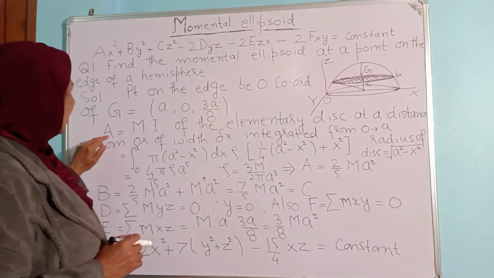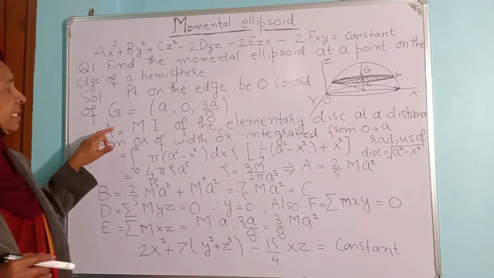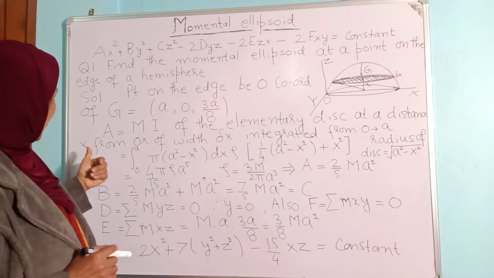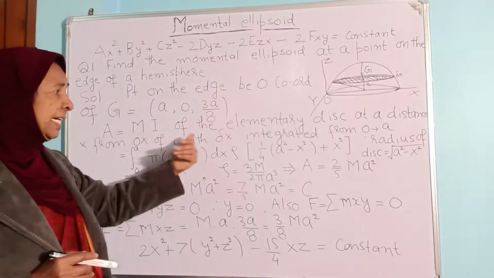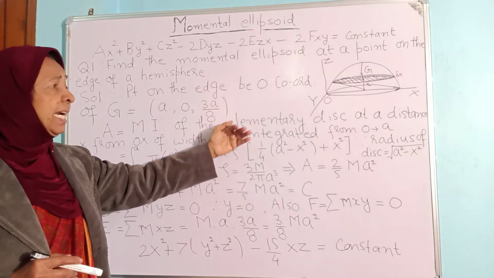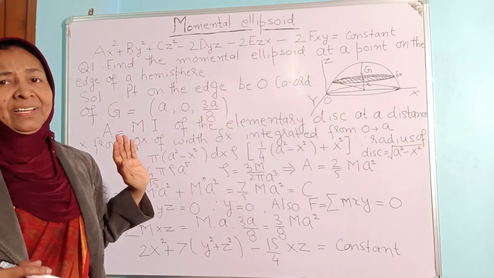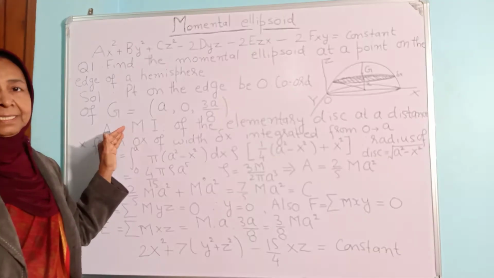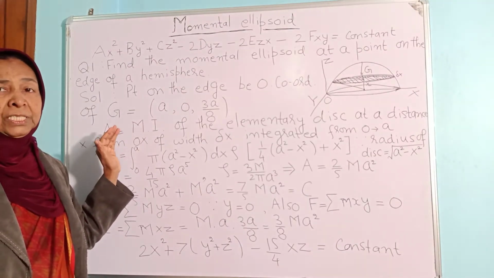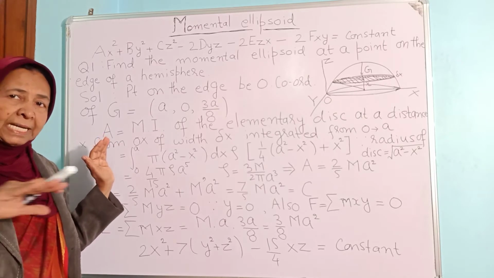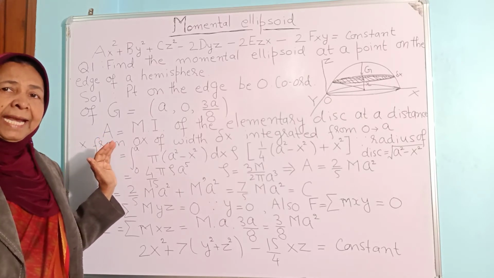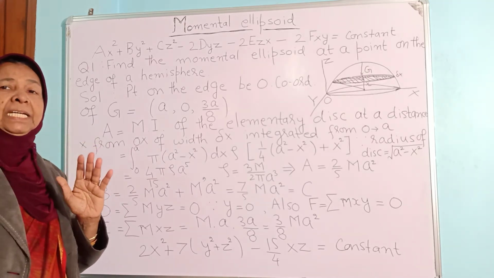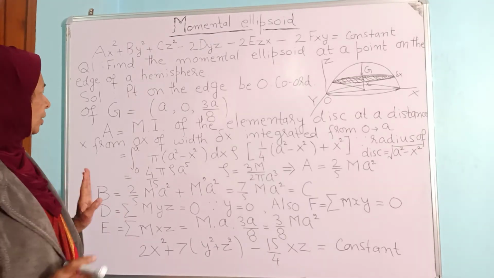So the very first thing is A. Now A is the moment of inertia of this elementary disk at a distance x from OX of width delta x integrated from 0 to a. Isn't it? In fact, this is the moment of inertia of the hemisphere about x-axis. But how to calculate moment of inertia of the hemisphere? First we will consider its section, disk, and then we will calculate the moment of inertia of that disk about x-axis, and then we will integrate from 0 to a. So this is what I am doing.